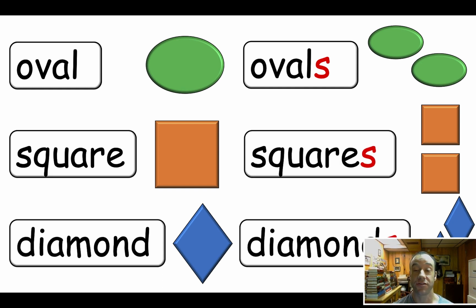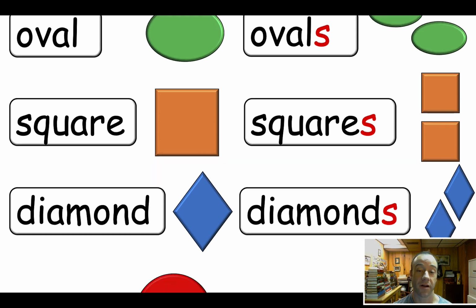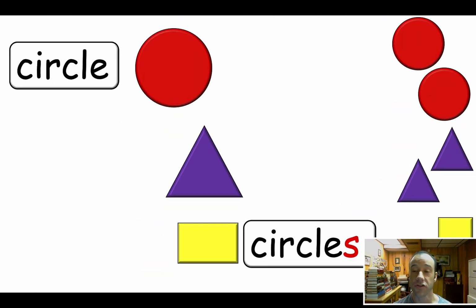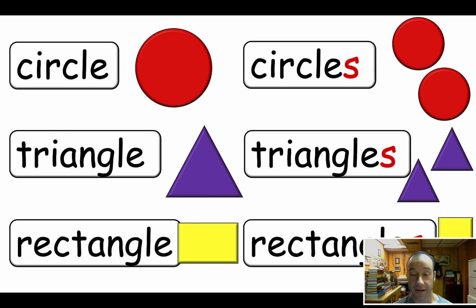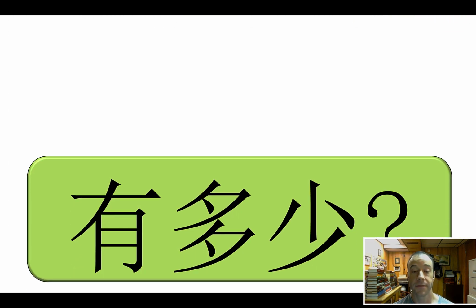And you can actually have a student stand up and see if they can do all of them. You know, they like to show off. Circle, circles, triangle, triangles, rectangle, rectangles. Okay, and then keep going. So again, this is directly from the fruit lesson, the how many lesson.